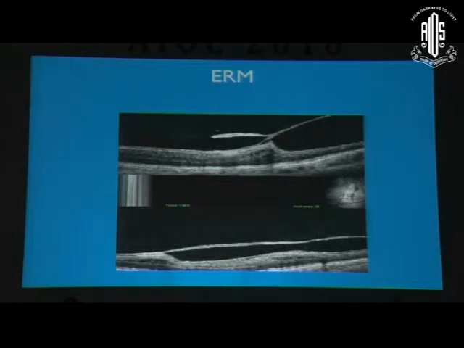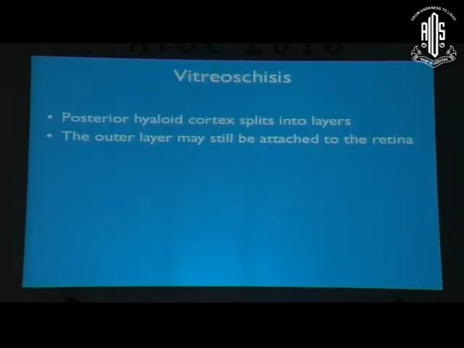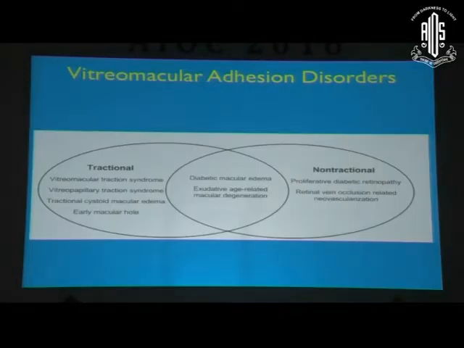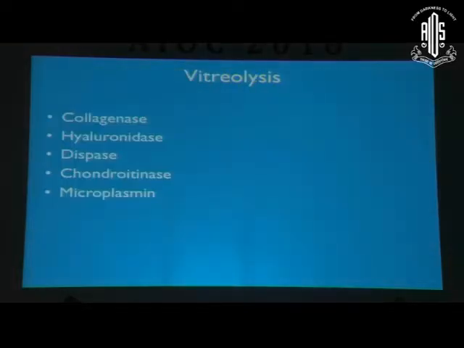This is a case where you can see there is attachment to the retina causing vitreomacular traction, and there is another layer above the retina, with some amount of vitreoschisis also happening in these patients. Vitreoschisis, where the posterior hyaloid is split into multiple layers, is also an important cause of various pathologies in the eye. Vitreomacular adhesion disorders can be divided into tractional or non-tractional, but most of our focus will be on the tractional disorders: VMT, vitreomacular adhesion, vitreopapillary traction, and macular holes.